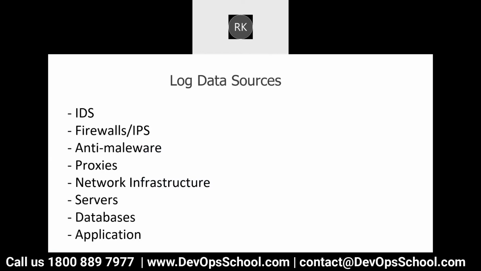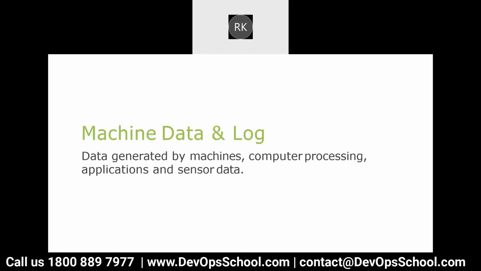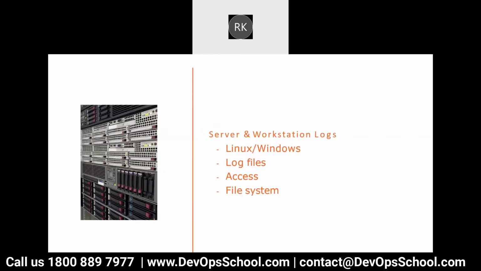So what are the major sources of logs? There are many sources, like IDS, firewalls, IPS, anti-malware applications, proxies, network infrastructure, servers, databases, applications, and so on. So machine data and logs: any data which is generated by a machine, computer processing, application, or sensor data is called machine data and log. You can have experience with the logs of servers and workstations such as Linux logs, Windows logs, some log files, access logs, file system logs.